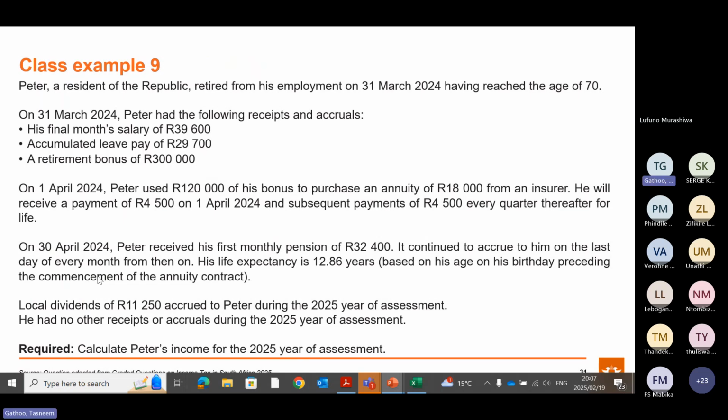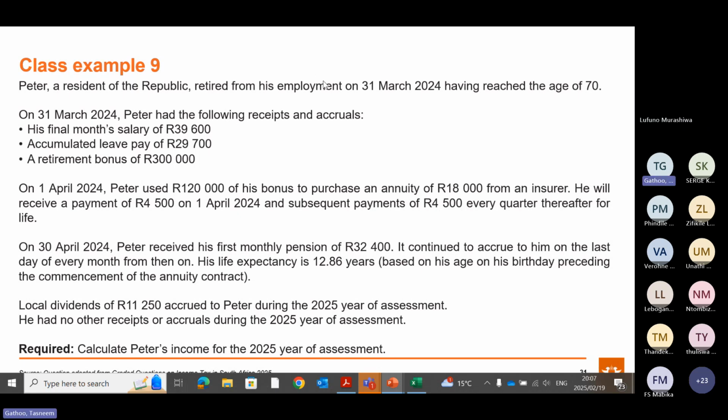Last example, number 9. So Peter, in this case, again, we're calculating Peter's income for the 2025 year of assessment. Here we're starting to bring in a little bit more of an integrated type of question, and as we go along, we'll build more and more. So for now, this is a pretty basic one. It's not very detailed.